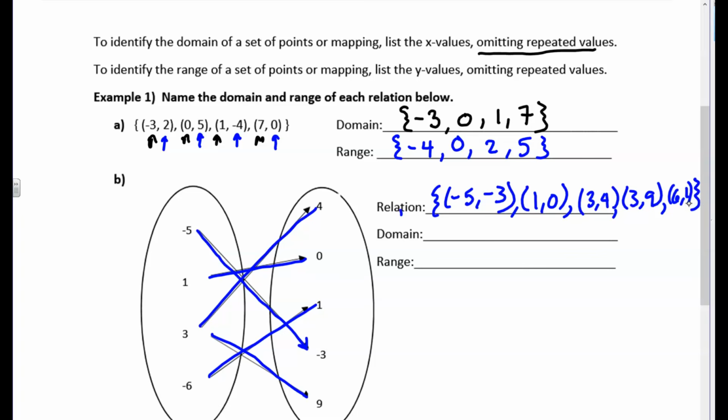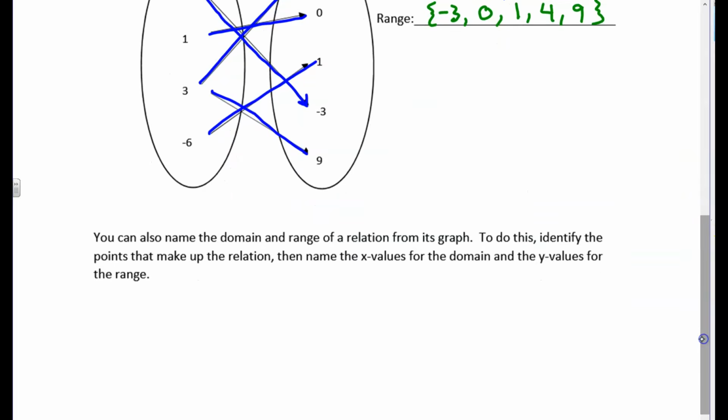Now we're going to list the domain and the range. And guys, your domain are all your x values, which you could pull out of the points we just listed, or you can pull out of that column there. And notice 3 shows up twice, but I only list it once in my domain. Then my range are all of my y values. That would be this column here, or -3, 0, 1, 4, and 9 are all of my y values. And notice there were more range values than were domain values because we had a repeated x, but no repeated y values. You can also name the domain and range of a relation from its graph.